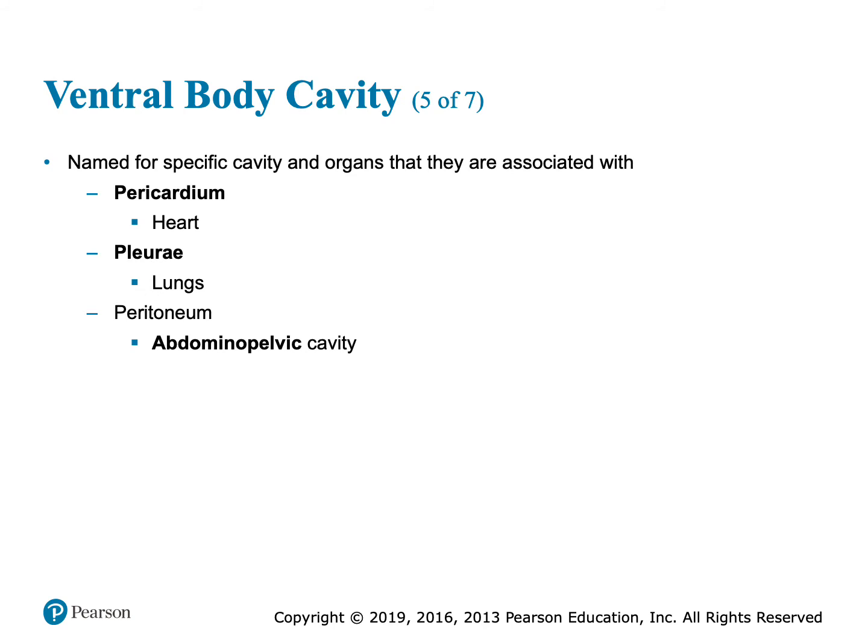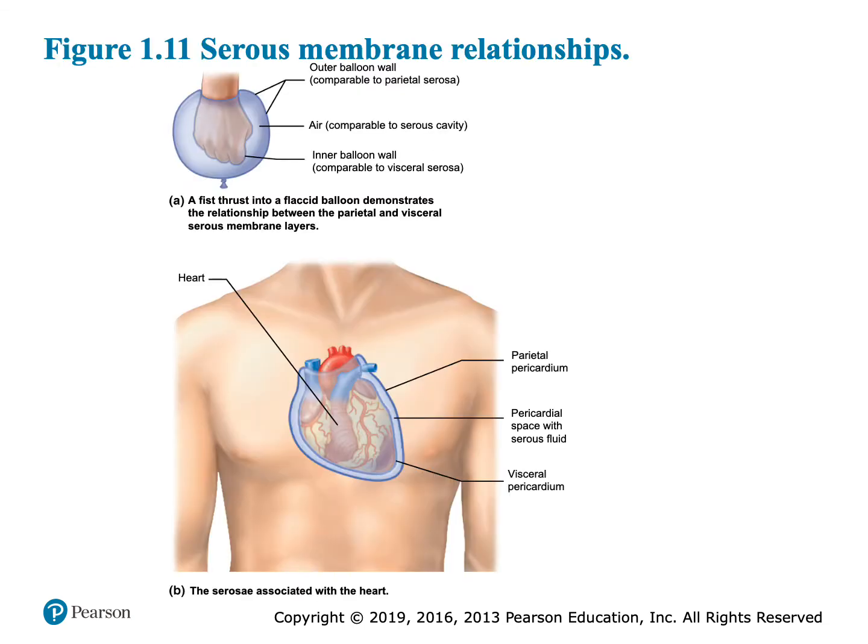Depending on where these membranes are determines their name. So the serous membranes associated with the heart is called pericardium. The serous membranes associated with the lungs are called pleura. And the serous membranes associated with the abdominopelvic cavity is the peritoneum. Really, honestly, more abdomino than pelvic. So I'm telling you that these are double layers.